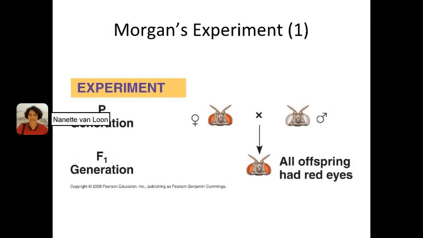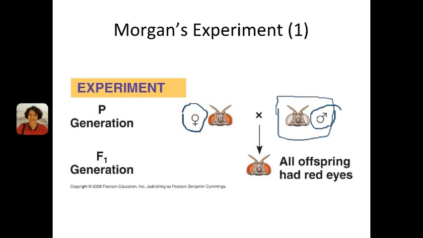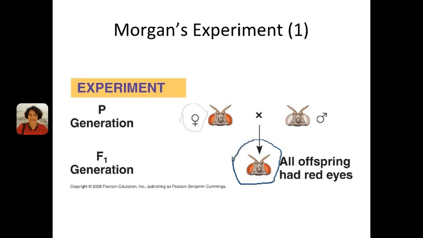So now we're going to take a look at the experiment that Morgan did, and this is the first part. This was the special fly, the male fly with the white eyes. This is the symbol for male, and this is the symbol for female. So a male fly with white eyes was mated to a female with red eyes, and in the F1 generation, first filial generation, all of the offspring had red eyes, whether they were male or female.